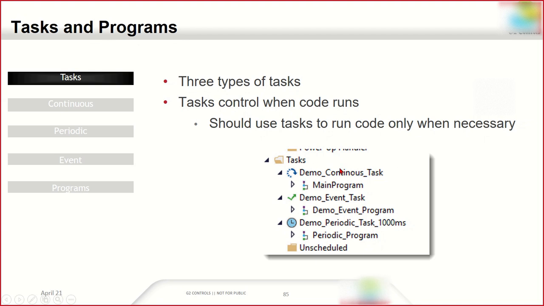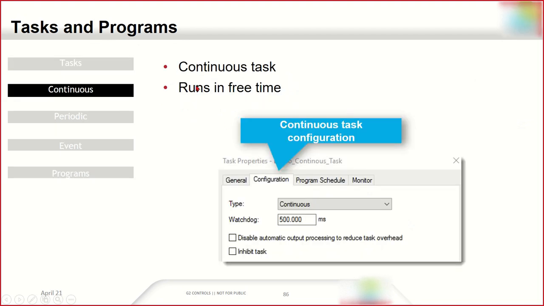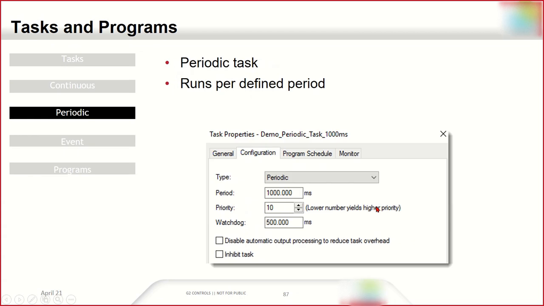Continuous task. The continuous task runs in free time. This task runs in free time, and the watchdog for that task is 500 milliseconds by default. You can change that watchdog also, and if you want to change the continuous task, you can also change it with another task.